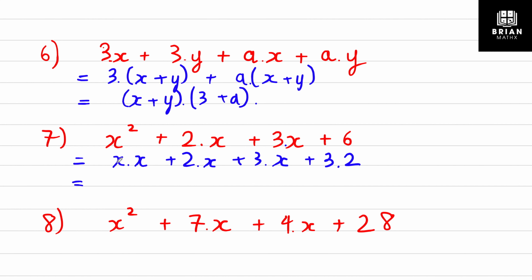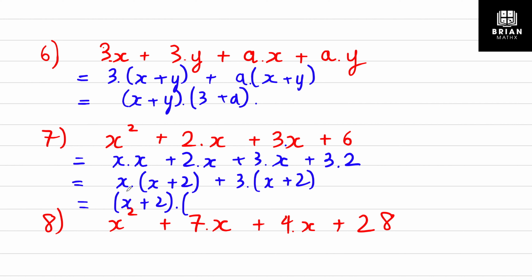X squared, x multiply x, plus 2x in here, you take x outside, and inside the bracket you've got x plus 2. In the last two terms, you've got 3x and 3 times 2. So 3 will be the common factor. I take 3 outside, and inside the bracket one more time I've got x plus 2. So x plus 2, 3 times x plus 2, so x plus 2 is a new common factor. I take it outside, and inside the bracket you've got x left in the first term, and you've got 3 left in the second term. That's why I've got x plus 2 times x plus 3, which is the total factorization for question 7.